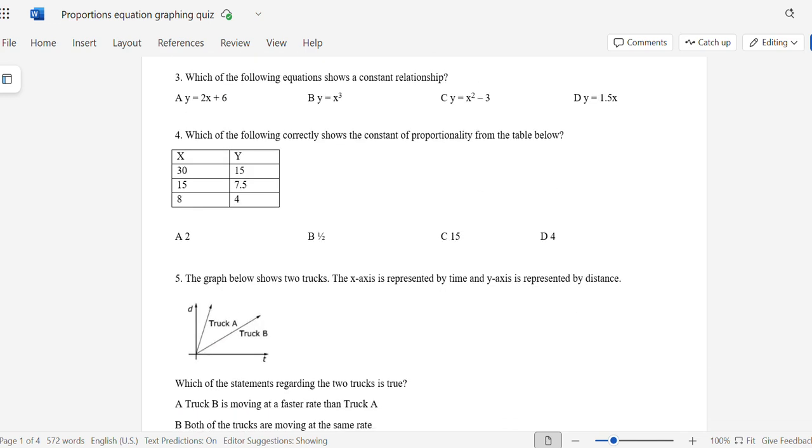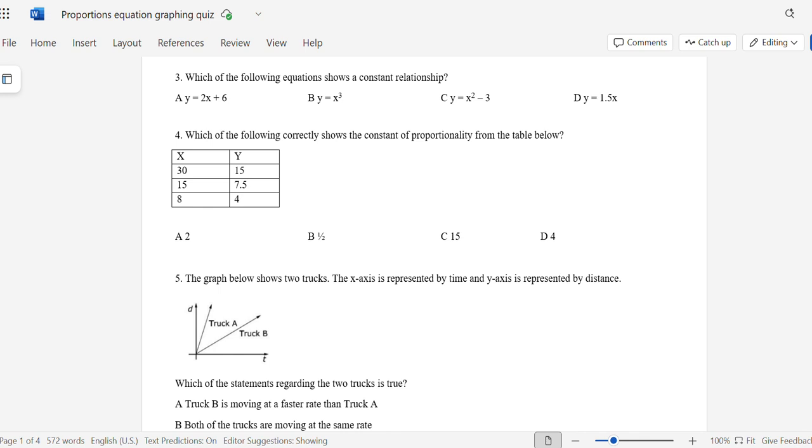Number 3, which of the following equations shows a constant relationship? A, y equals 2x plus 6, B, y equals x to the third, C, y equals x squared minus 3, D, y equals 1.5x. Number 4, which of the following correctly shows the constant of proportionality from the table below?